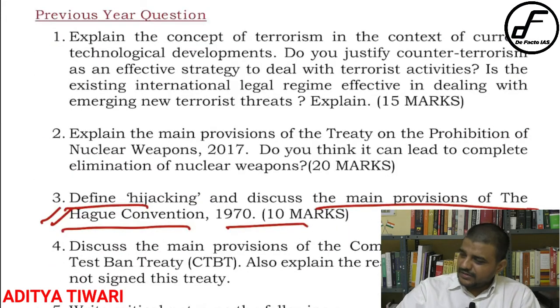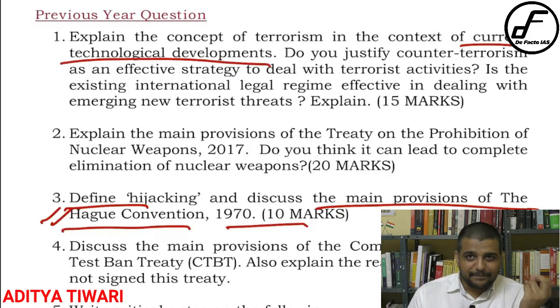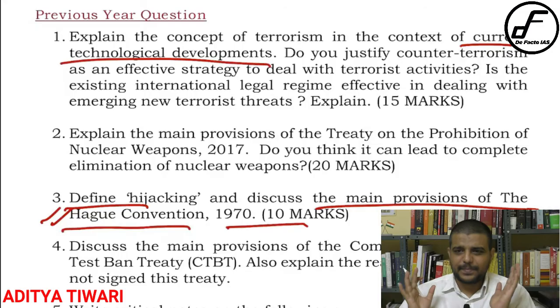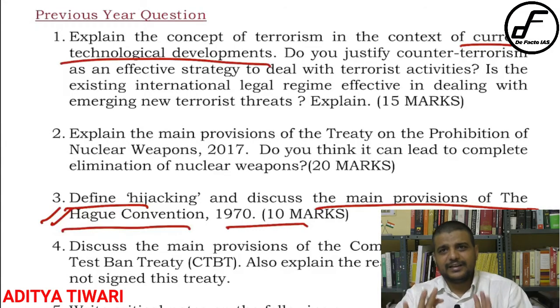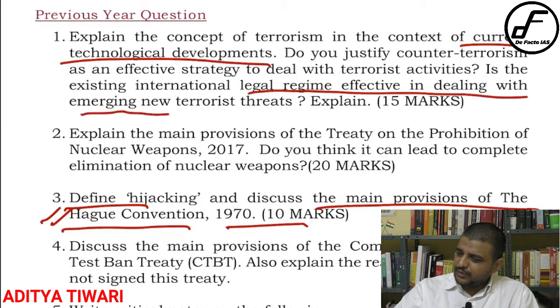Explain the concept of terrorism in the context of current technological development. It means they are talking about cyber terrorism. Now you have to go into the nuances of how cyber terrorism is different from other forms of terrorism. Normal terrorism is obviously an attempt to frighten people, but cyber terrorism only differs in that the means will be different. That's it. Otherwise, every concept remains the same.